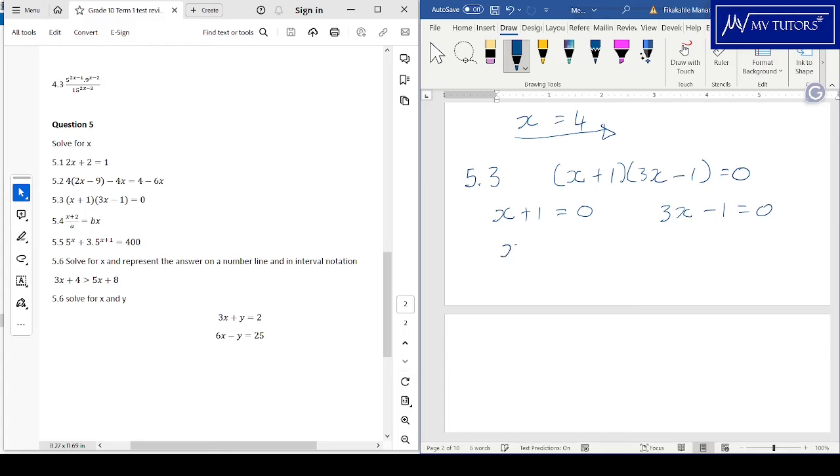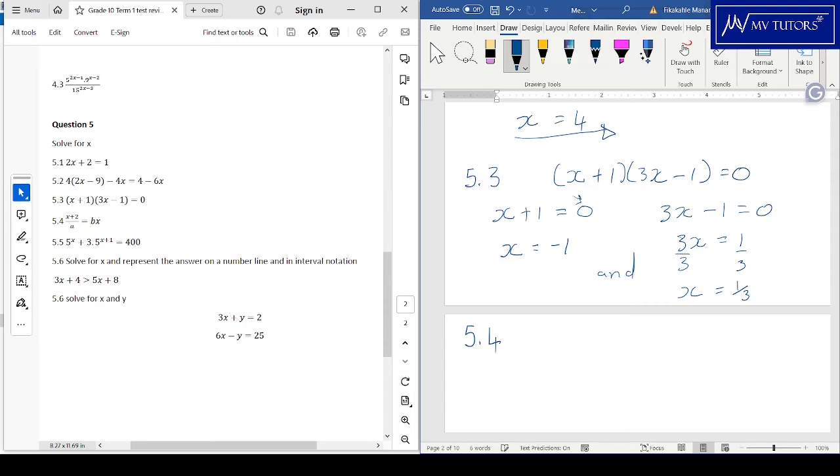Here, x is just simply equal to negative 1, because when we take it to the other side, it becomes negative. And then this side, if I take this to the other side, it becomes 3x is equals to a positive 1. And then I need to get rid of the 3, such that my x therefore is equals to 1 over 3. That's it. So I've got two answers here. X is equals to negative 1 and x is also equals to 1 over 3. All right, let's move. Almost done, guys. Almost done.